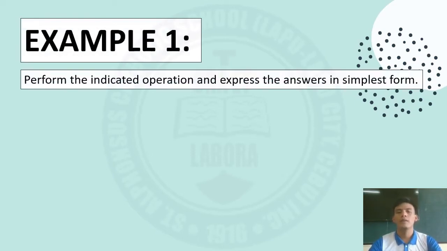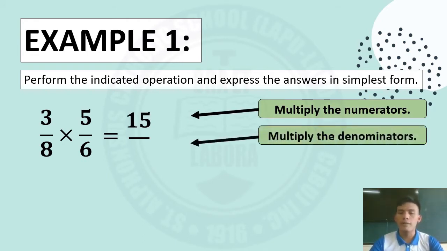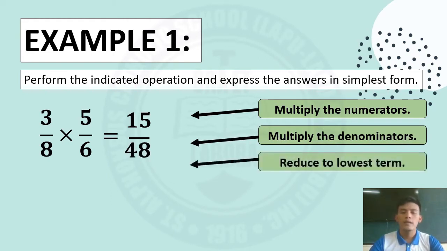Example 1. Perform the indicated operation and express the answers in simplest form. The given is 3/8 times 5/6. Step 1. Multiply the numerators. 3 times 5 is 15. Second step, multiply the denominators. 8 times 6 is 48. Third step, reduce to the lowest term.